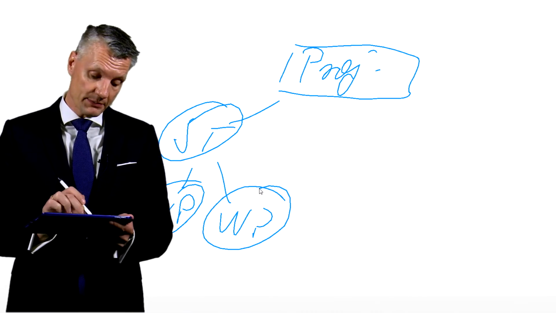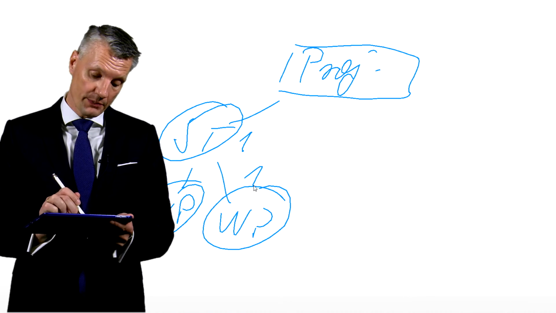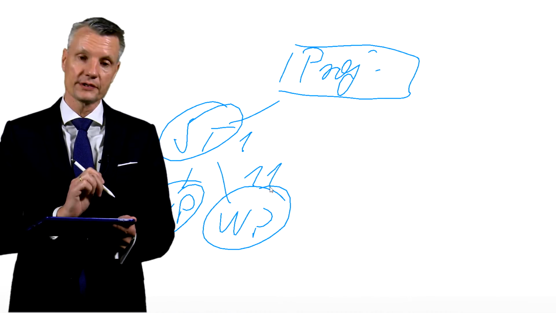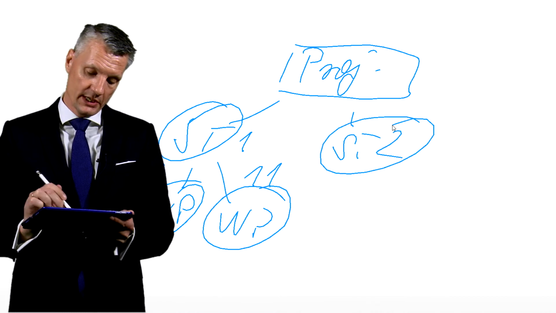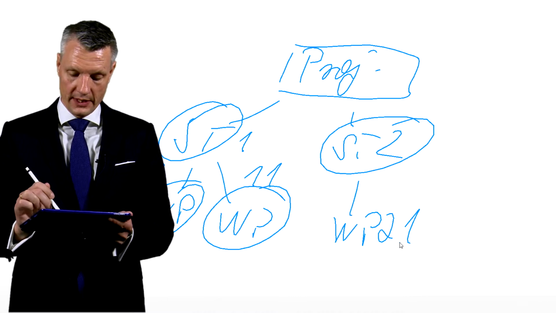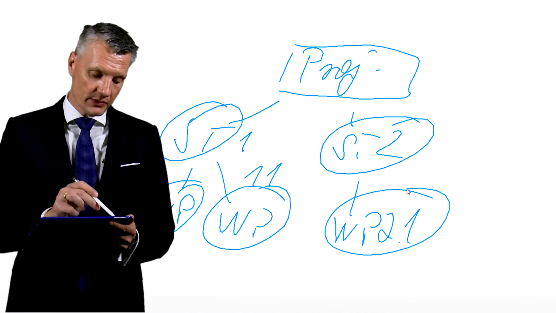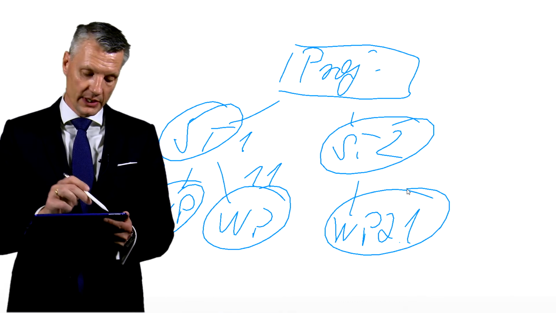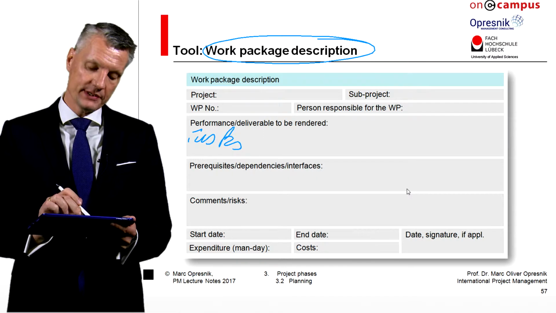So this is subtask number 1, and this is working package number 1.2, and this is working package number 1.1, for example. And then you have subtask 2, and then you have working package 2.1, and so on and so forth. What is the advantage of having a structure like that and to list it? It makes sense to list it here.